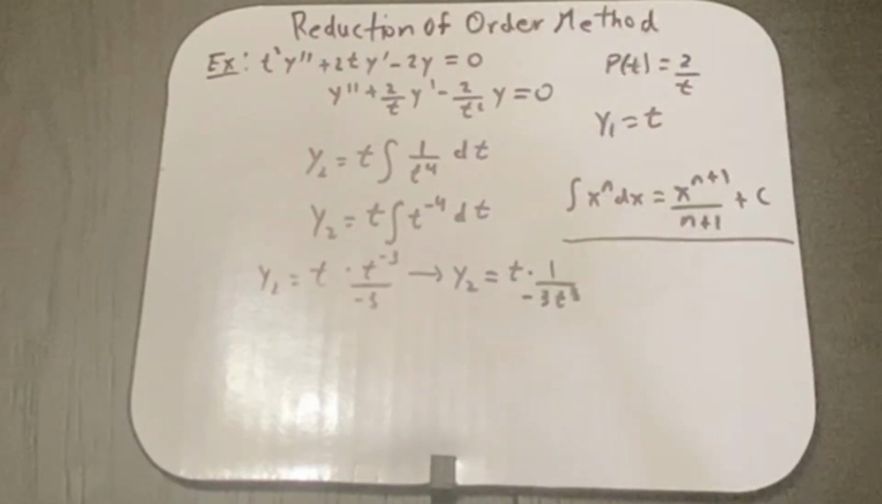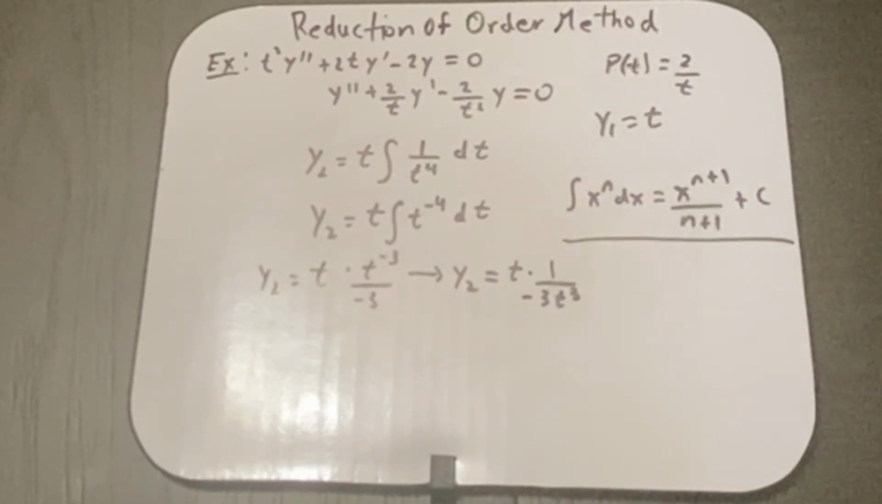So once we apply the power rule, we get y2 is equal to t times t to the power negative 3 divided by negative 3, because negative 4 plus 1 gives us negative 3. And so the further we simplify it, we get y2 is equal to t times 1 over negative 3 times t to the power 3, because we just took that t to the power negative 3 and flipped it, so we get t cubed. So that's why we have t times 1 over negative 3t cubed.